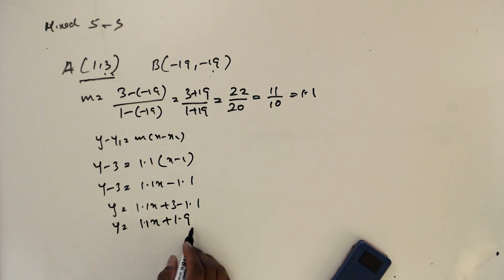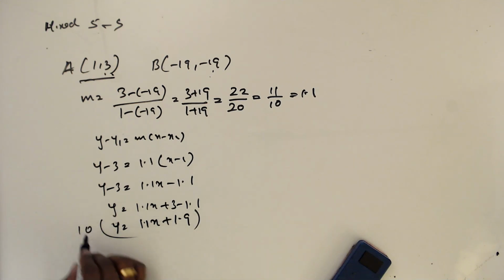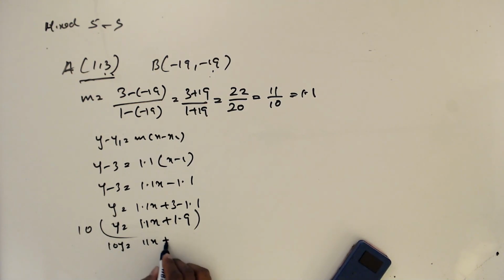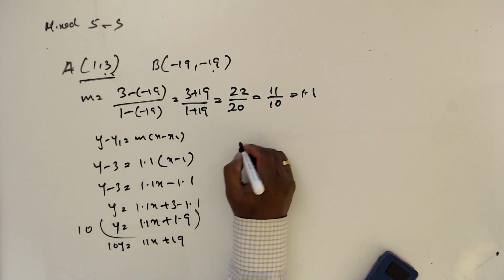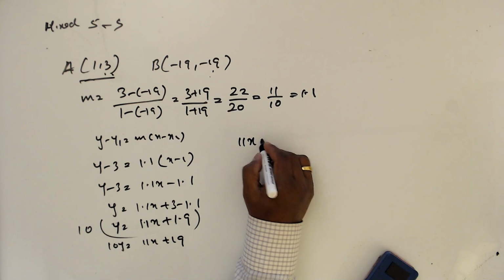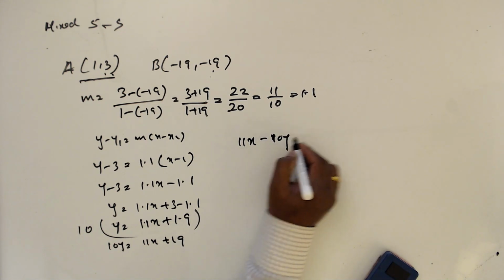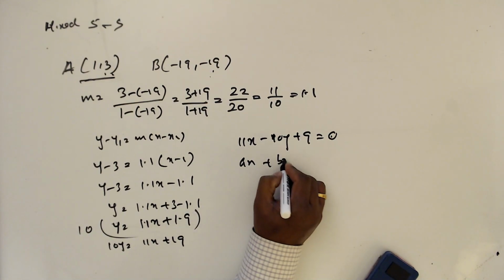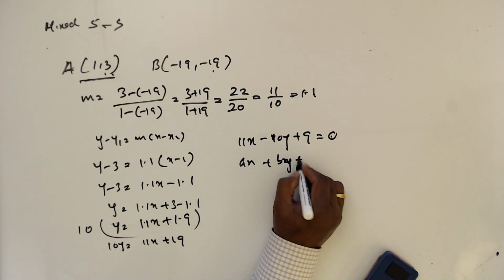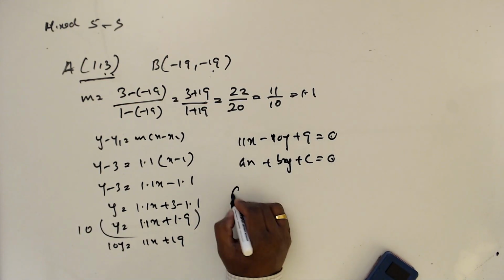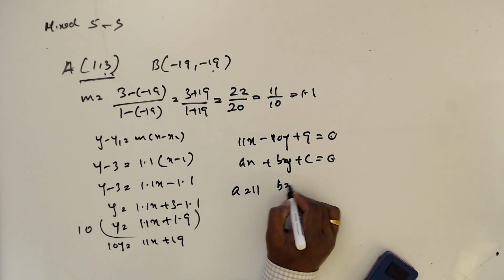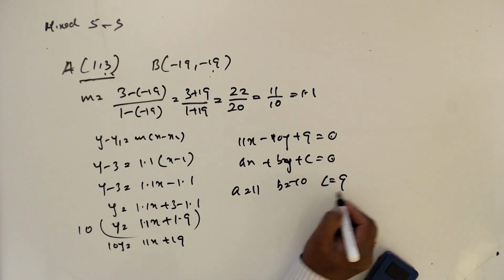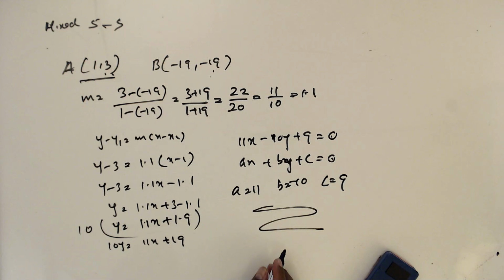To get rid of the decimals, I'll multiply by 10. Then 10y equal 11x plus 19. Then I will bring 10y to the other side: 11x minus 10y plus 19 equal 0. Ax plus by plus c equal 0. A equal 11, b equal minus 10 and c equal 19.